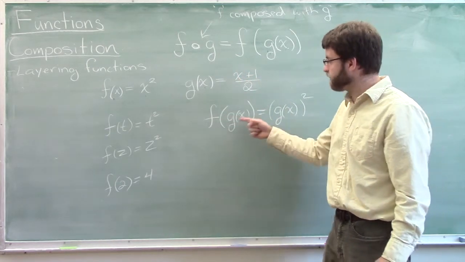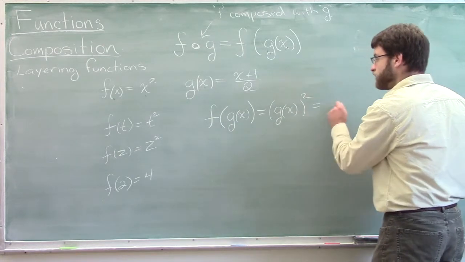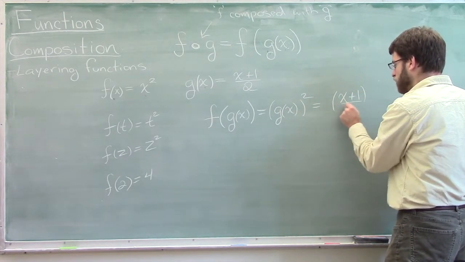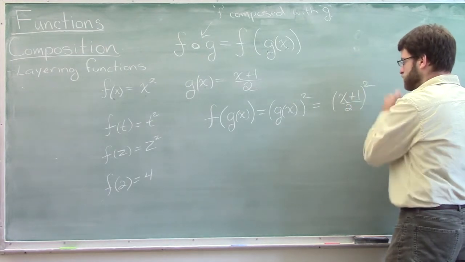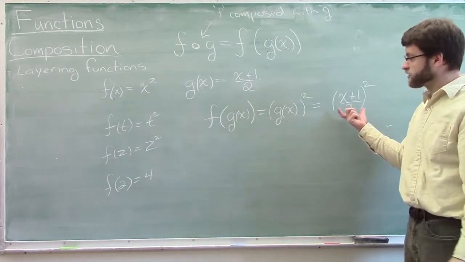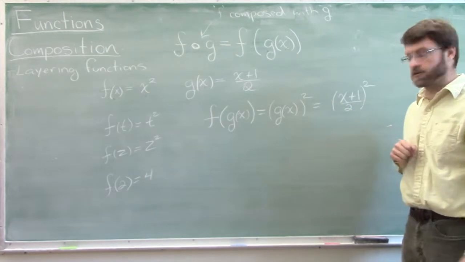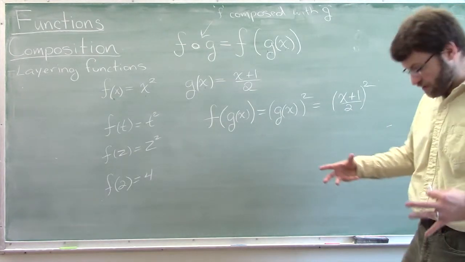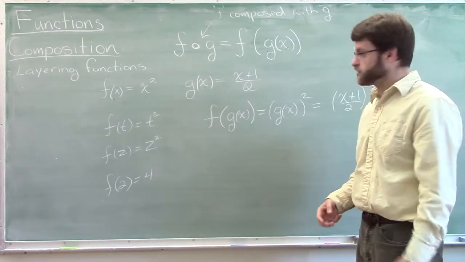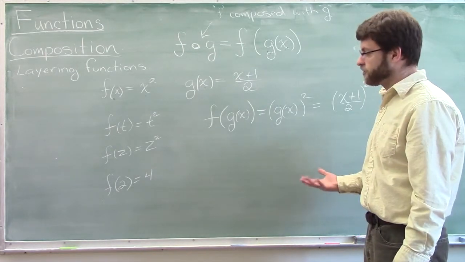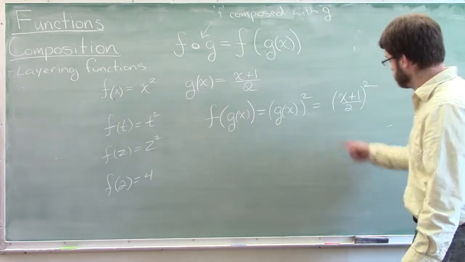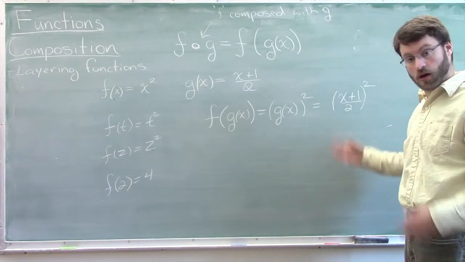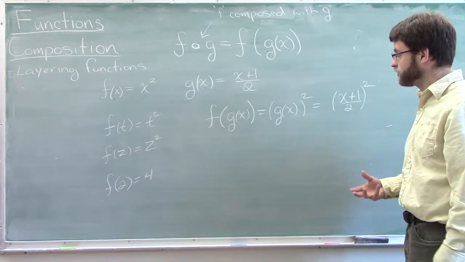So we could say that f of g of x is equal to (x plus 1 over 2) squared. This is the composition of f with g of x. Okay? So that's how you would define a composition. If you wanted to know the value of f of g of 2, you can now just plug 2 in here and work out the algebra, work out the arithmetic to figure out the value.